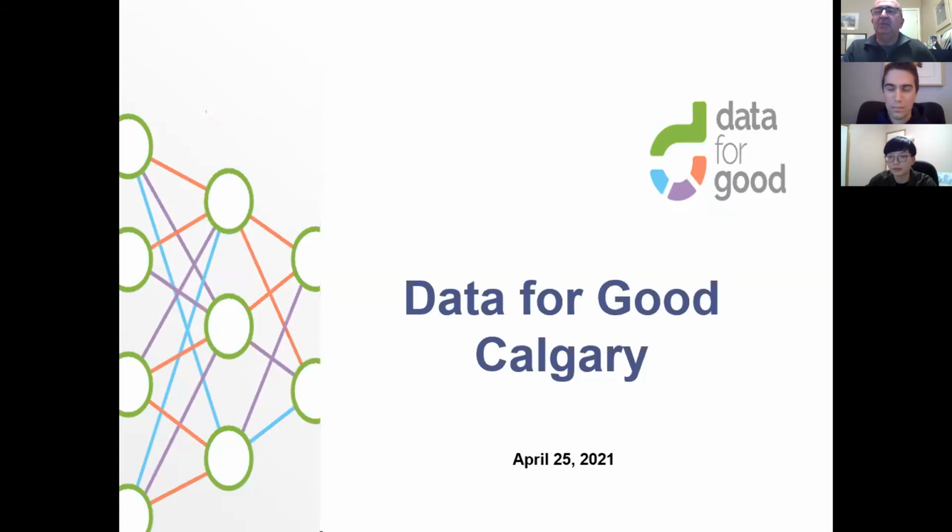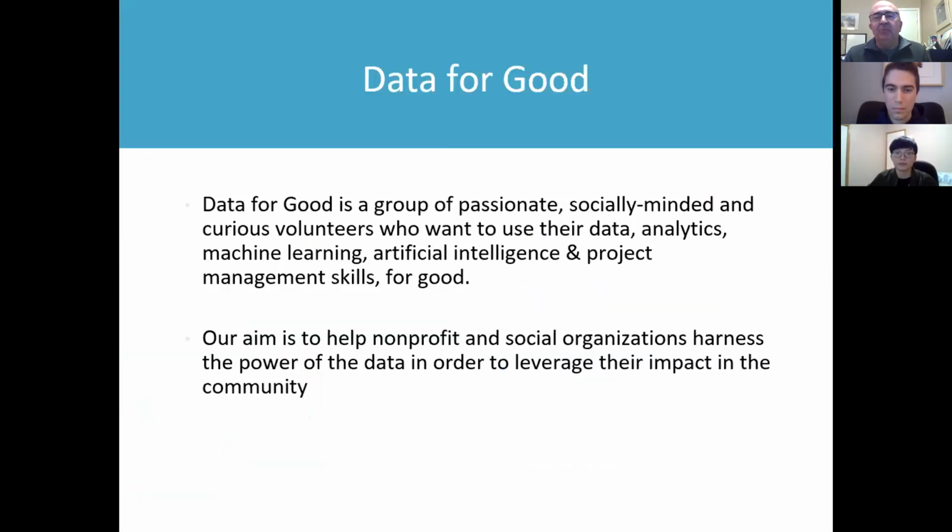Before we step into the presentation, just a bit of background on Data for Good for those that might be new. We're a group of volunteers that use our technical and data skills for social good. Our aim is to help nonprofit and social organizations that are doing amazing work in the community and tend to have a lot of data. We really want to help them leverage their data to improve their impact. So we do analytics and visualizations and other work with the nonprofit organizations.